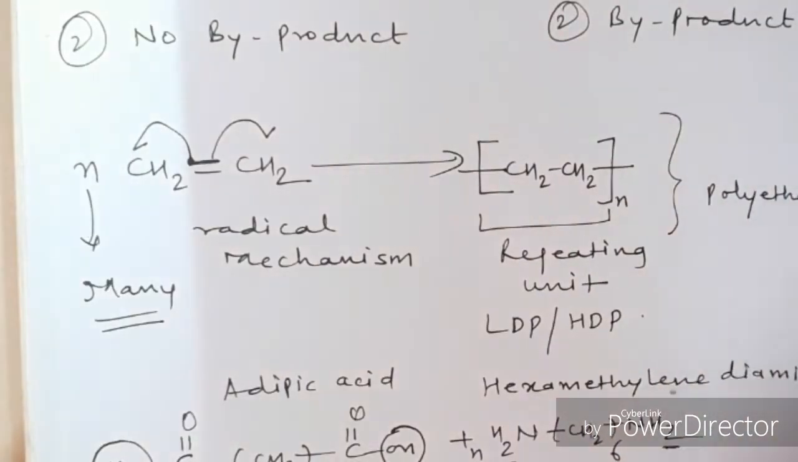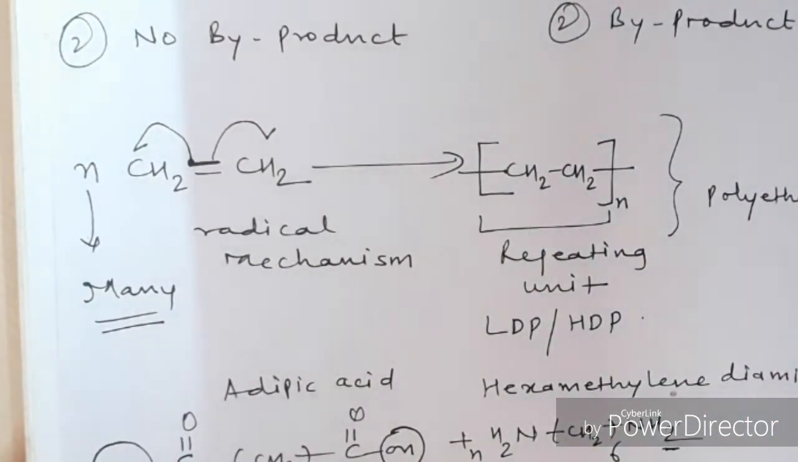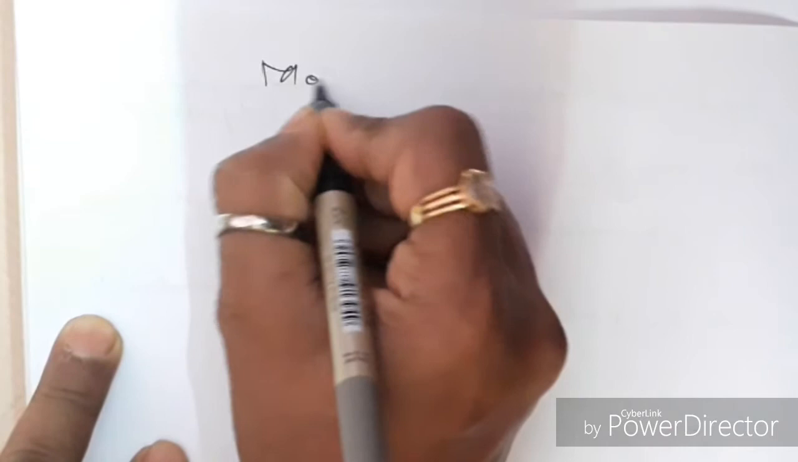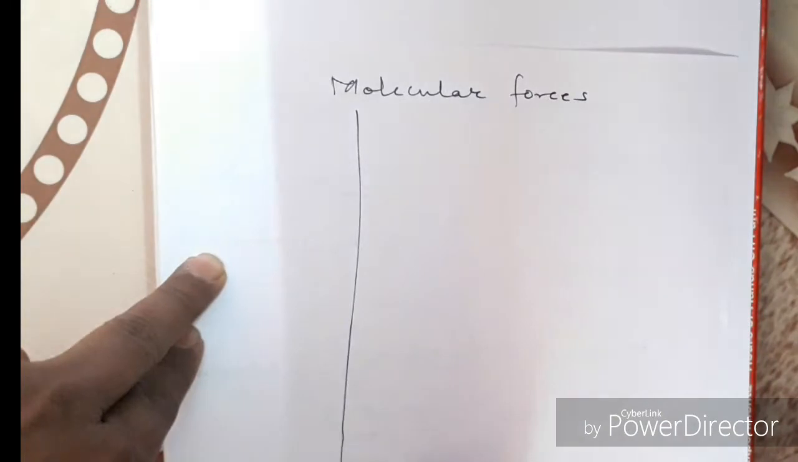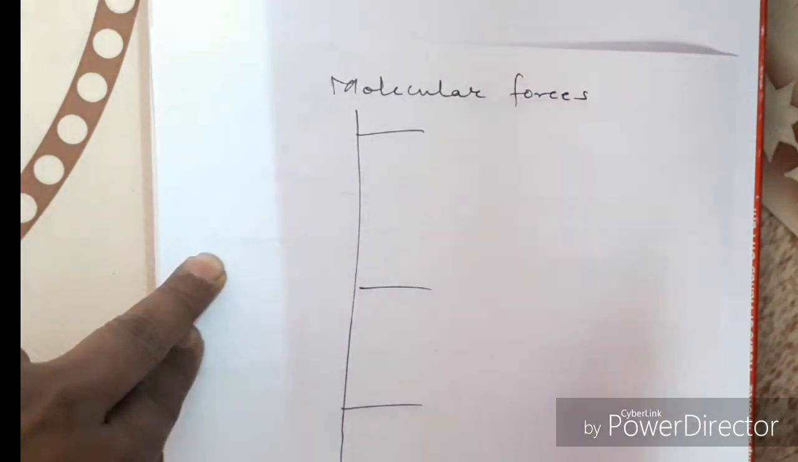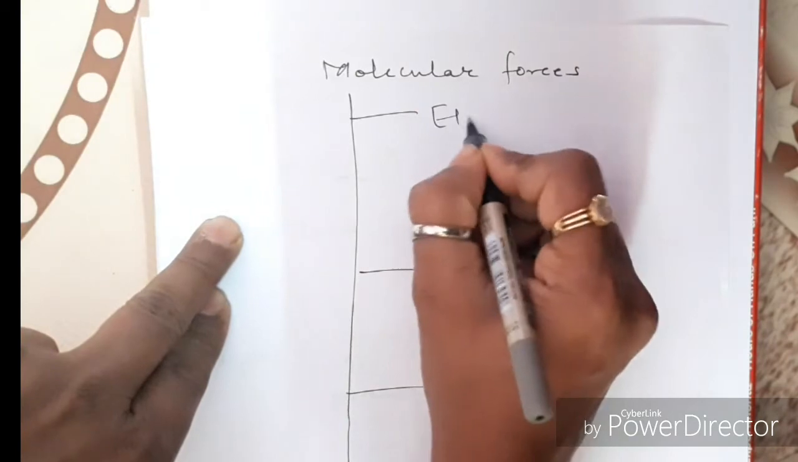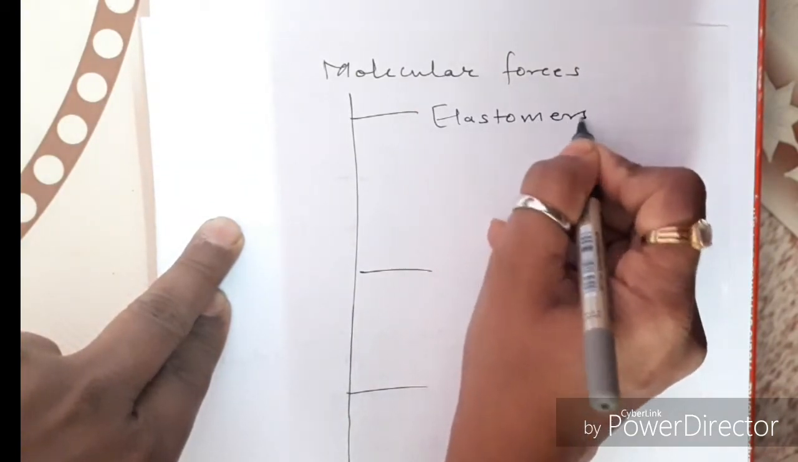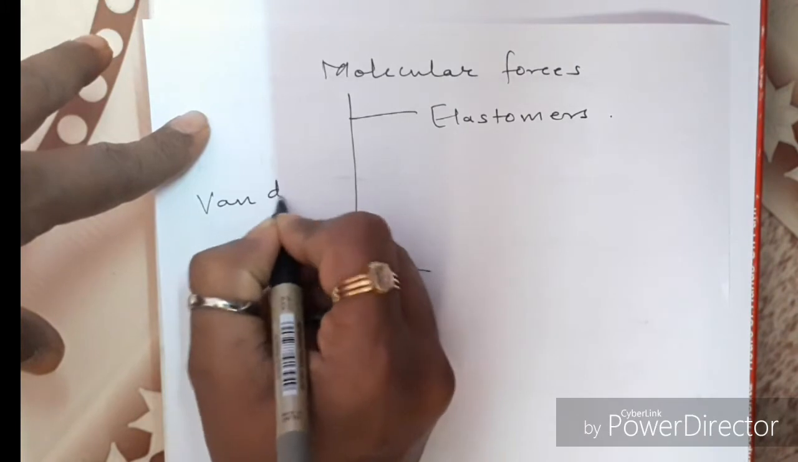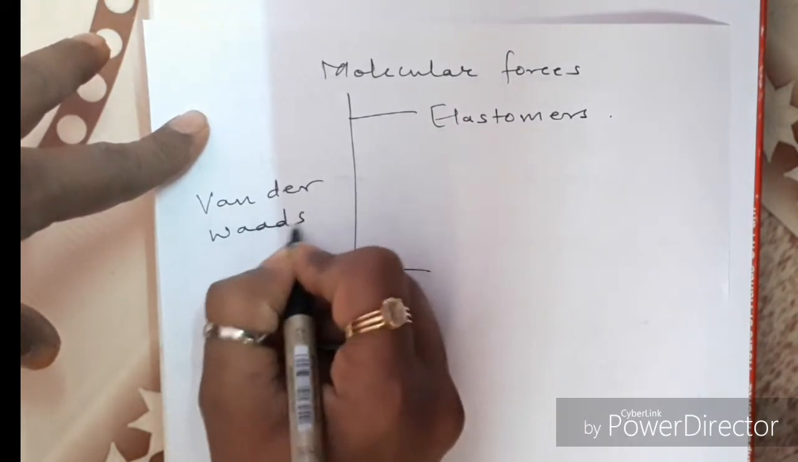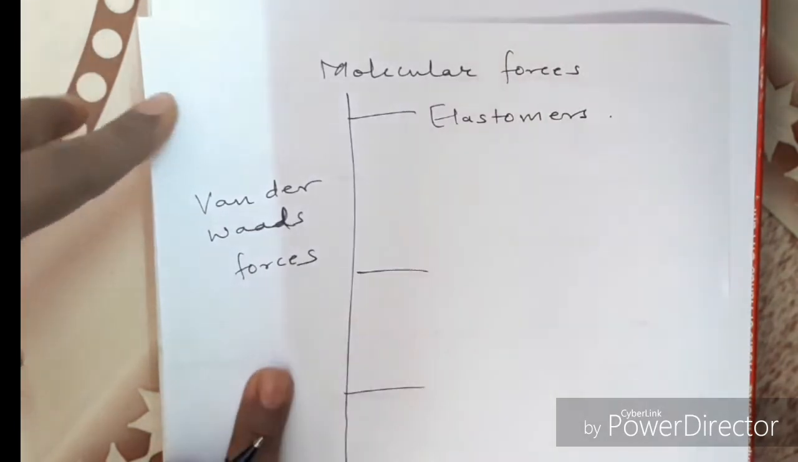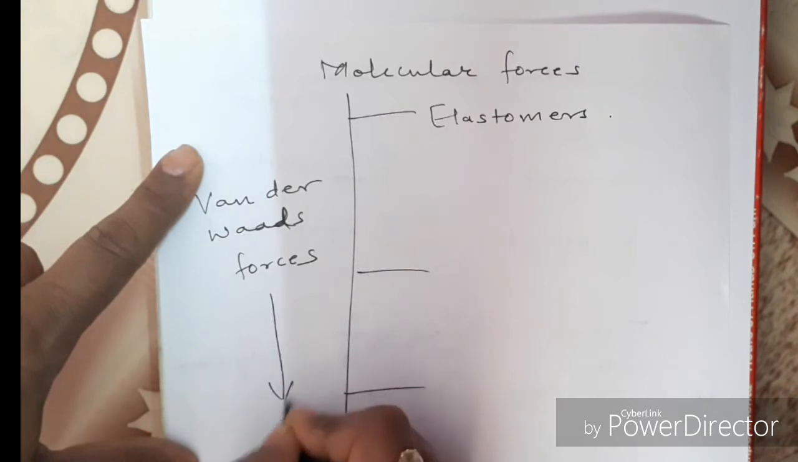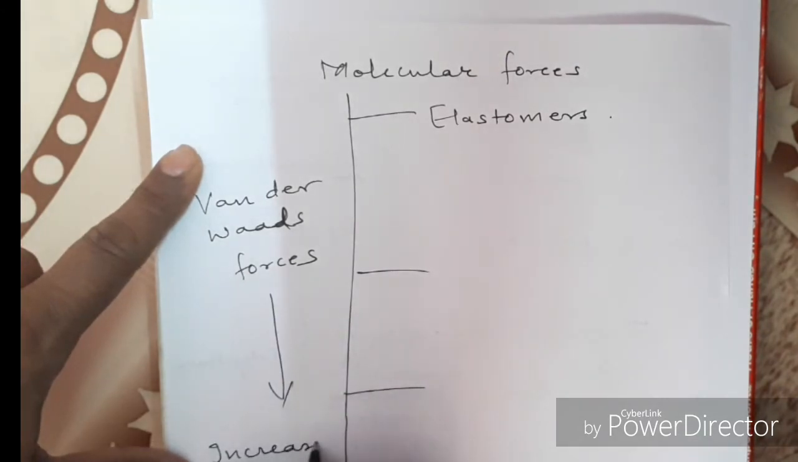So based upon molecular forces, I can divide the polymers into 4 different types. Let's see what are those. Based upon the intermolecular forces of attraction between the polymers, the first one over here is known as elastomers. They are going to be like elastic. Based upon their van der Waals forces of attraction, we are going to divide them like this. The weakest one is going to be your elastomers, and the strongest ones are going to be the thermosetting polymers. The forces are going to increase in the order downwards.